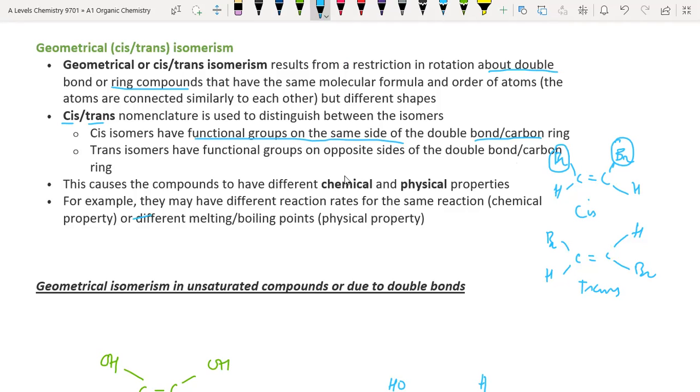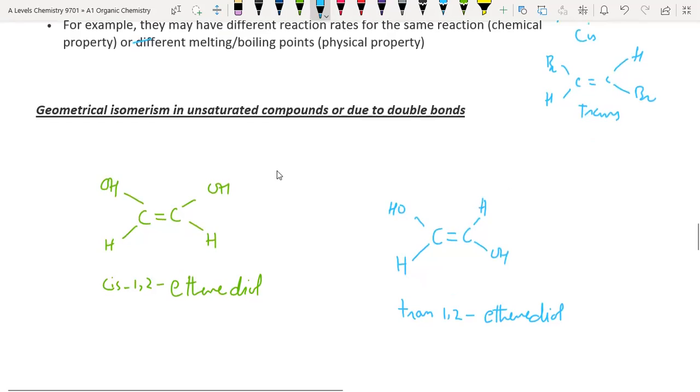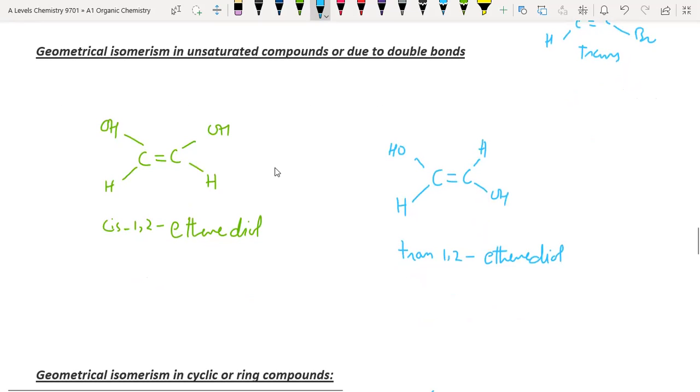Both the compounds have different chemical and physical properties. Cis and trans structures have different physical and chemical properties, like melting point, boiling point, which are physical properties, and their reactivity, which is from their chemical property. Geometrical isomerism in unsaturated compounds is due to the double bond. This is an unsaturated compound due to the presence of that double bond.